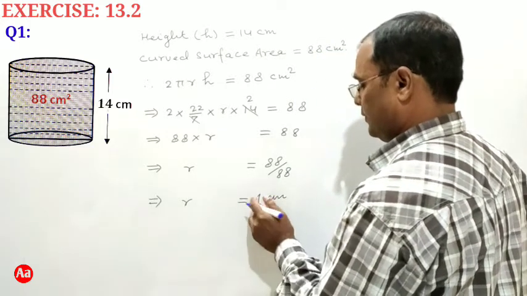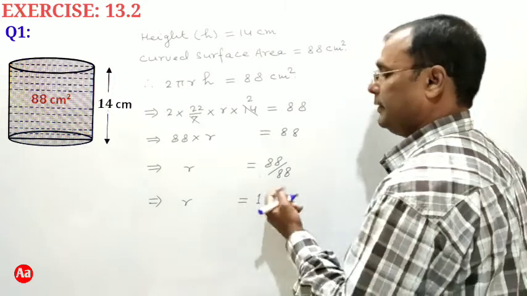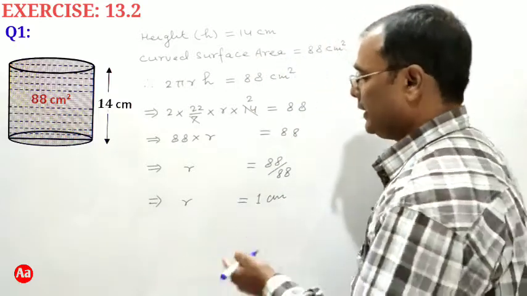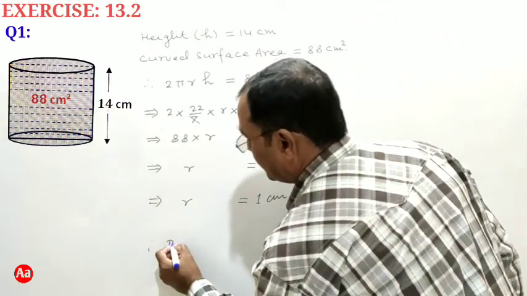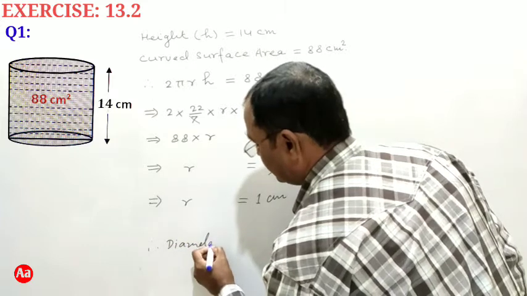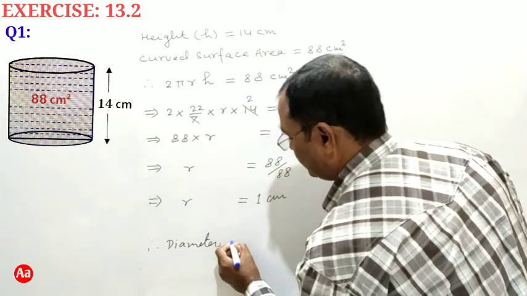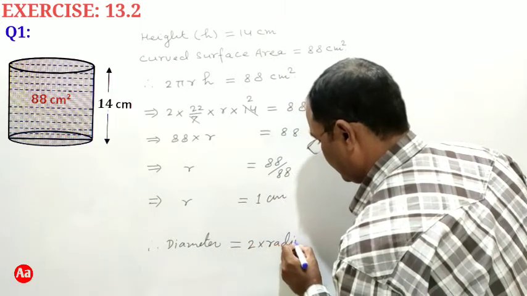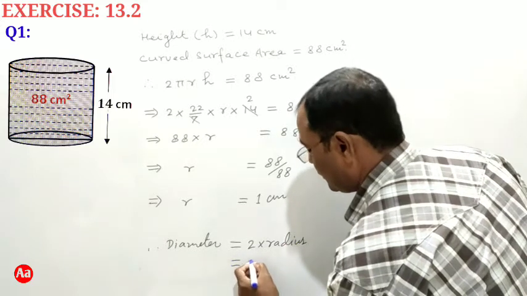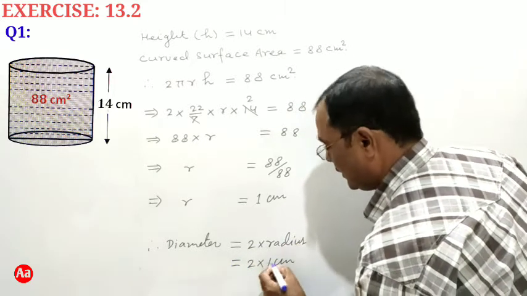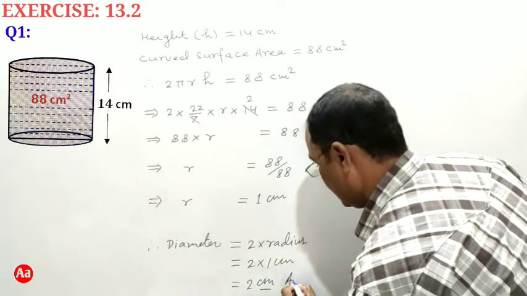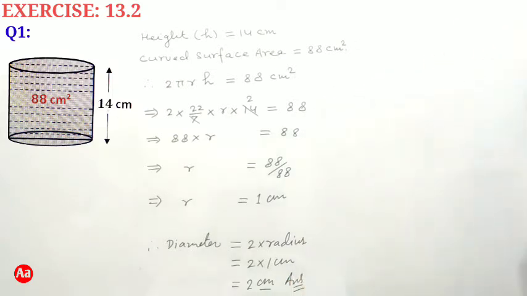So this way we have found the radius of the cylinder, and therefore we can find diameter by doubling the radius of the cylinder. So we can write therefore diameter is equal to 2 into radius, and this is 2 into 1 centimeter is equal to 2 centimeter, diameter of this right circular cylinder. This is the answer. Now let's see question number 2.